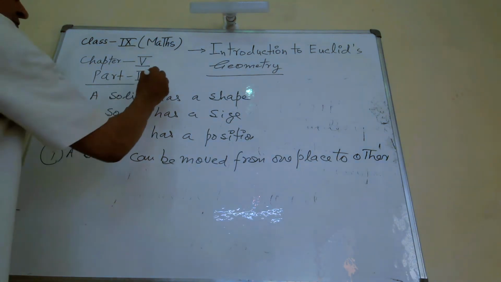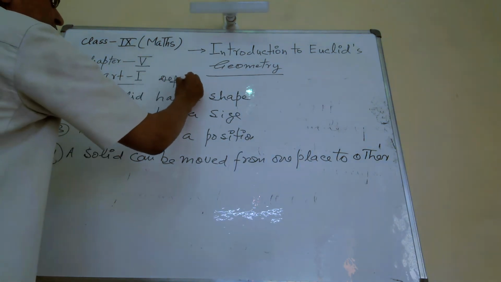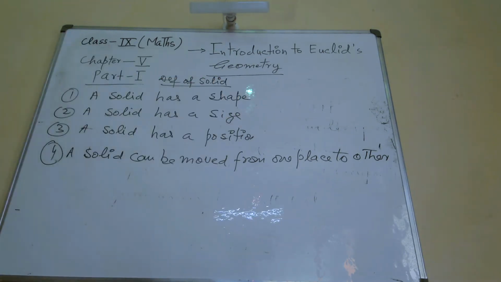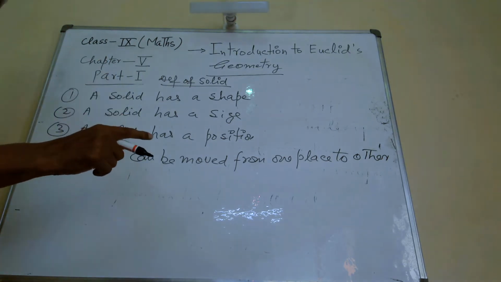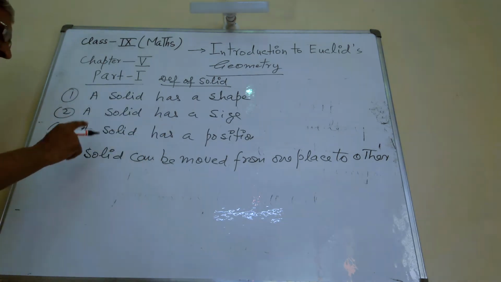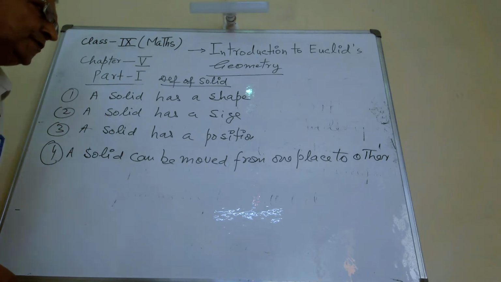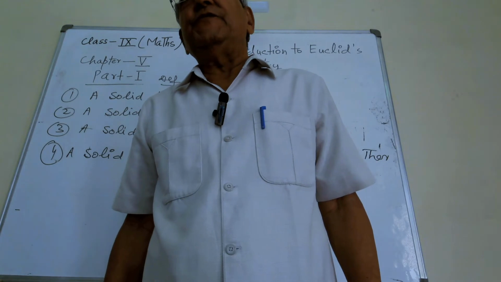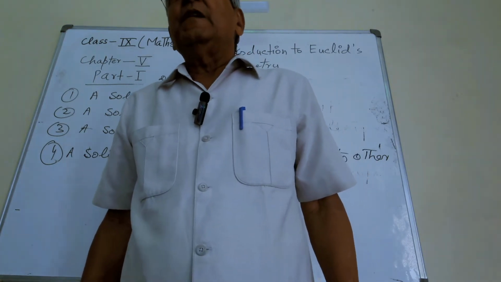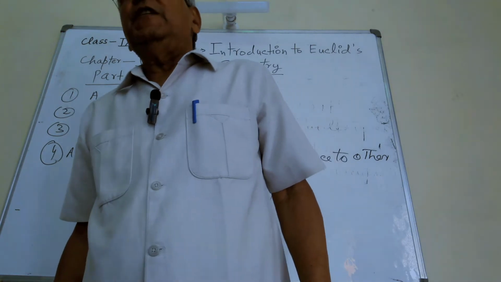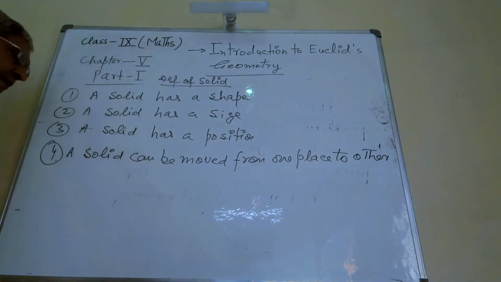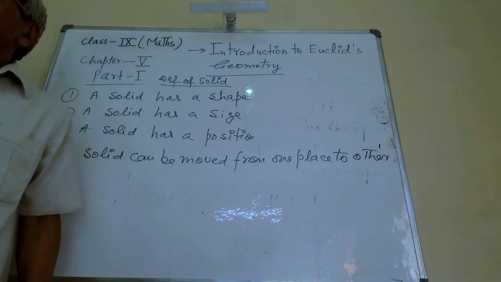So the definition of solid given by Euclid has 4 points. A solid has a shape, a solid has a size, a solid has a position, a solid can be moved from one place to another. This is the definition of solid he gave. And also he explained according to the concept of boundary.